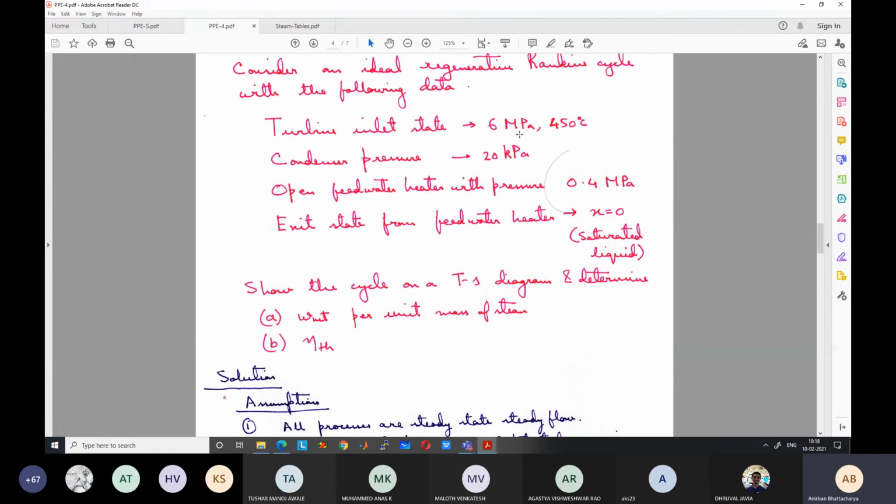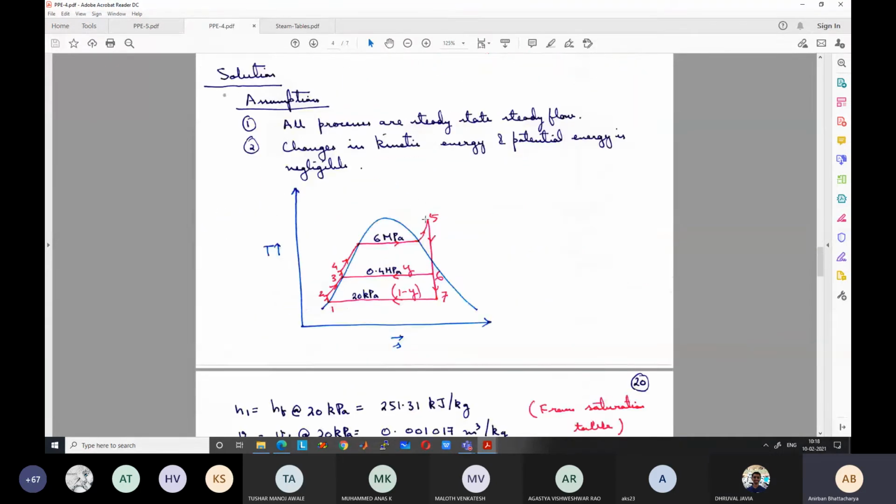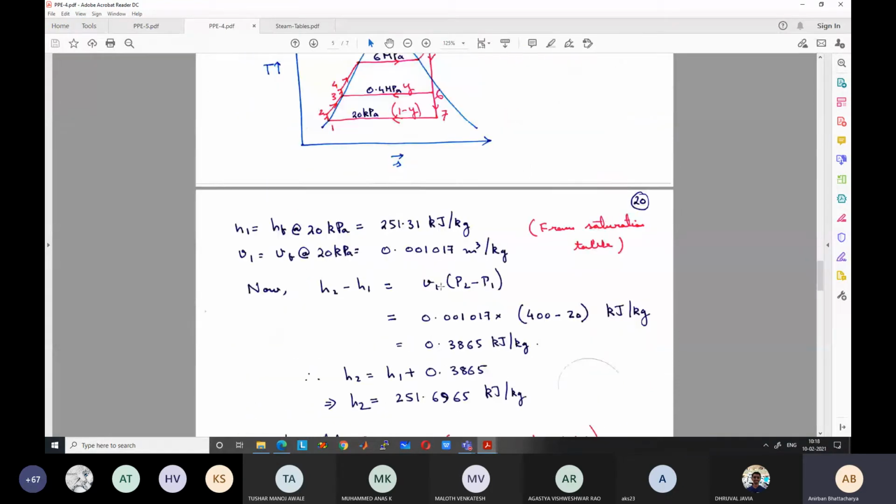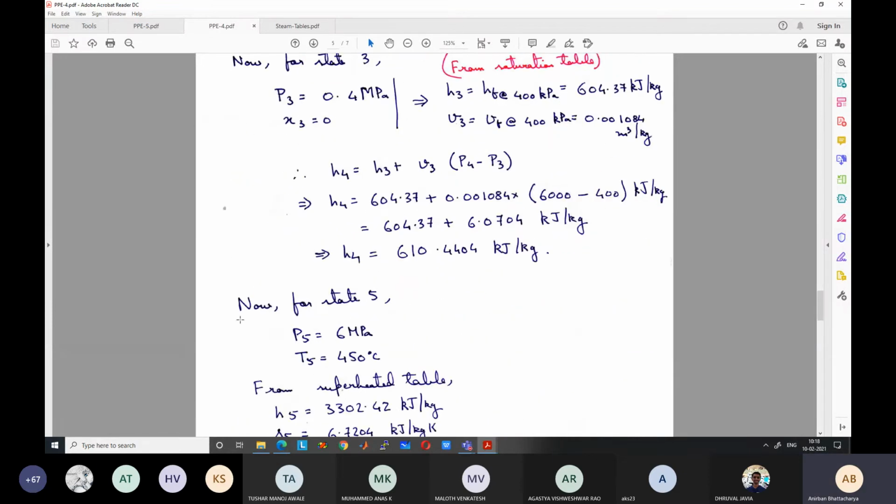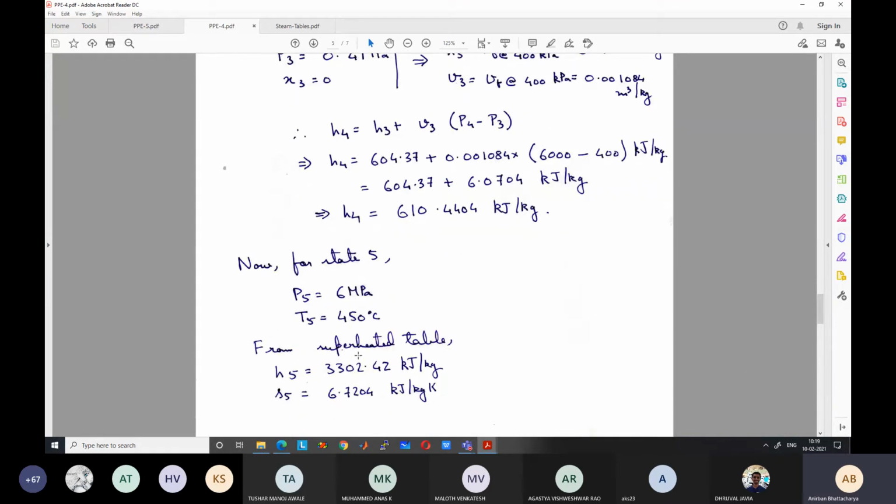Turbine inlet state is 450 degrees centigrade. So 6 MPa and 450 degrees centigrade. This fixes the inlet state 5 to the turbine. So we have to find the enthalpy at point 5 based on these two parameters, 450 degrees centigrade and 6 MPa pressure. So this is at superheated condition. From the diagram, we can see that P5 is 6 MPa and T5 450 degrees centigrade is superheated condition.